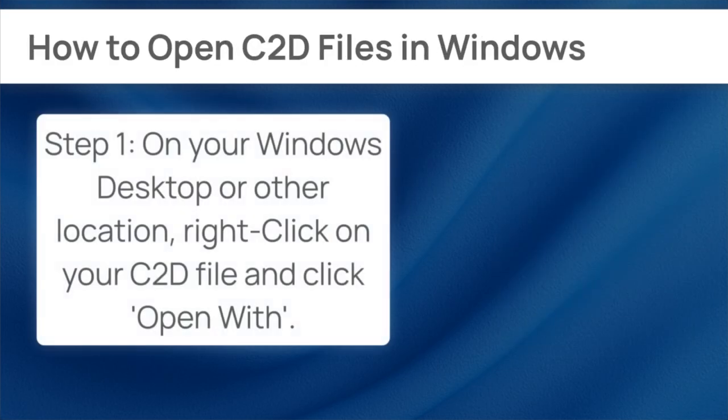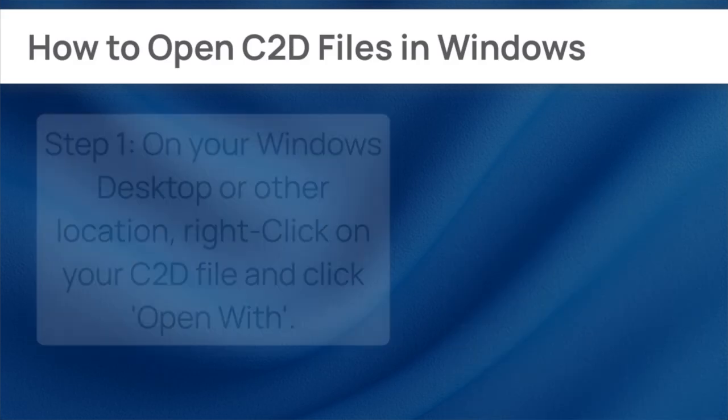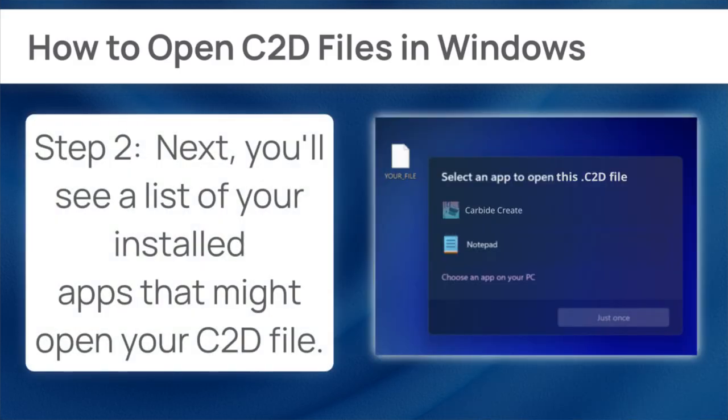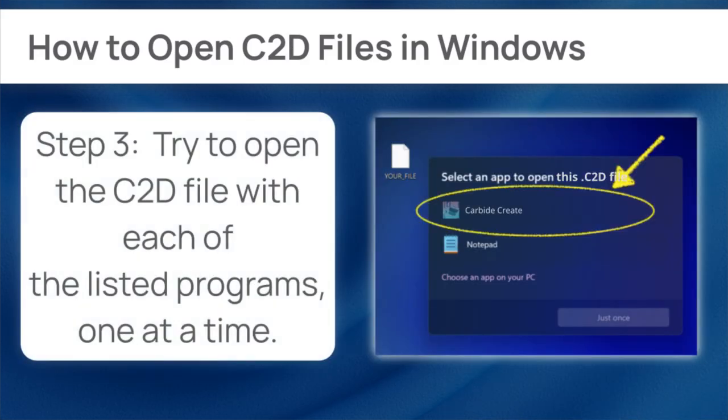To ensure success, right-click the C2D file and select Open With. Run the file through Carbide Create if it is installed. If it's not present, choose another application. Sometimes older programs work best.